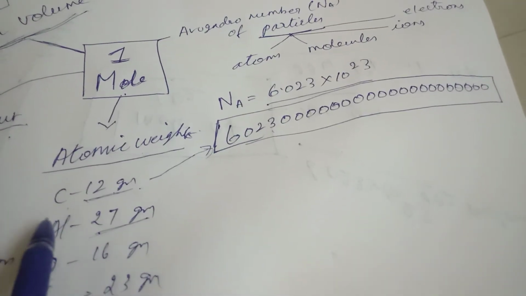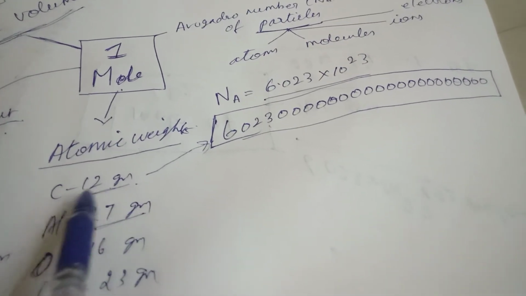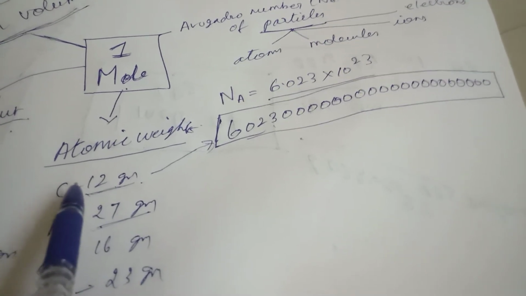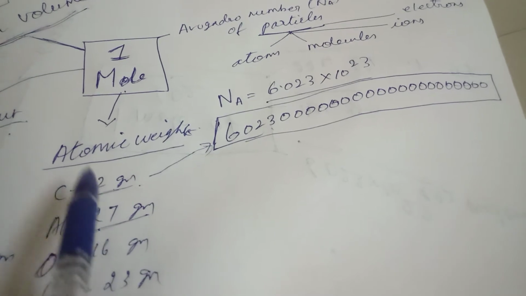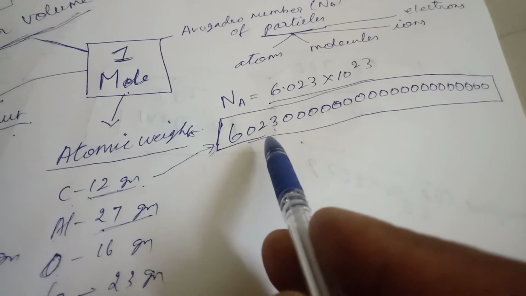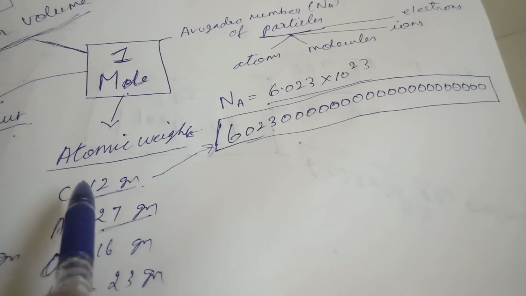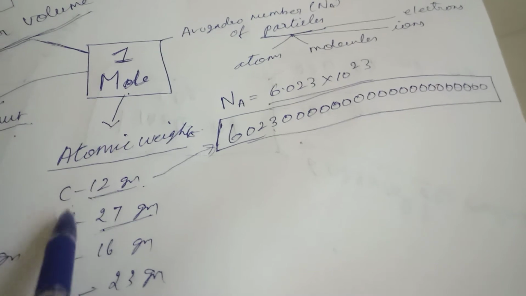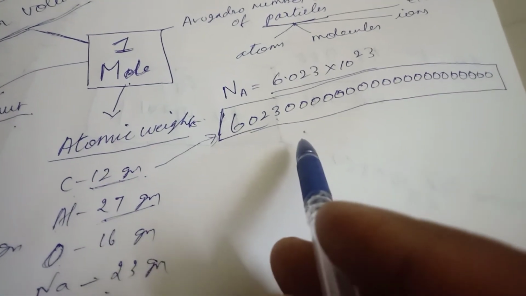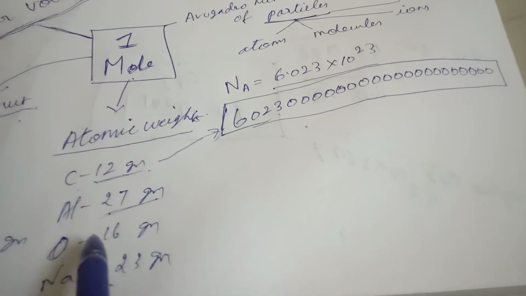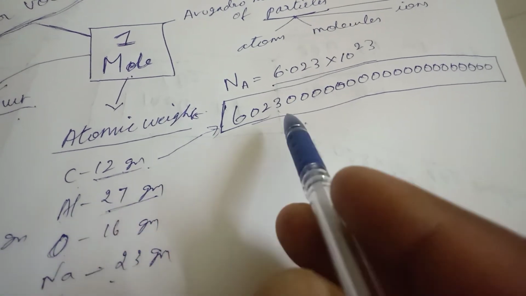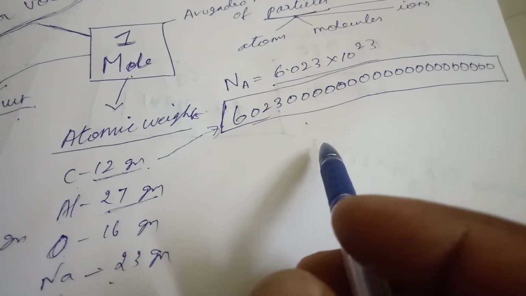If I take 12 gram of carbon, that is one mole of carbon. So this 12 gram of carbon, that means one mole of carbon, is equal to this number of carbon atoms. If we count the number of atoms present in 12 gram of carbon, we can find this number of carbon atoms. Then if we count the number of atoms in 27 gram of aluminium, we can count this number of aluminium atoms. Are you clear?